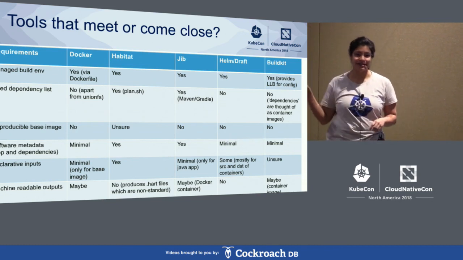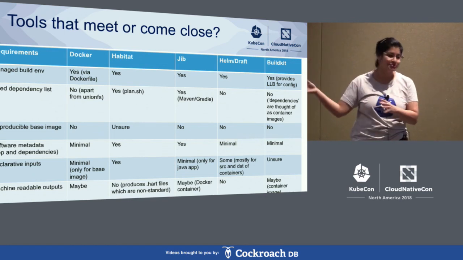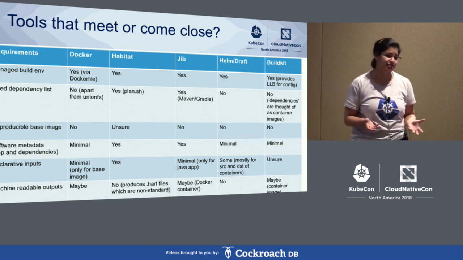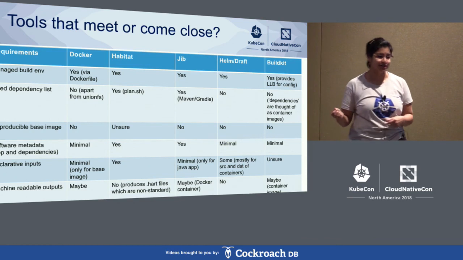I'm going to plug in that project again, Tern, that's supposed to tackle that problem. But it really would be much easier if we just had all of this information in the artifacts we're distributing.